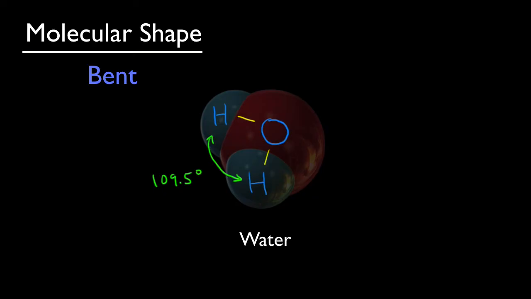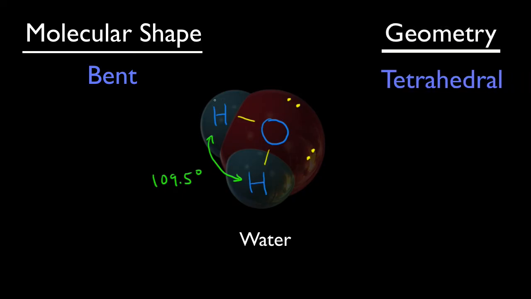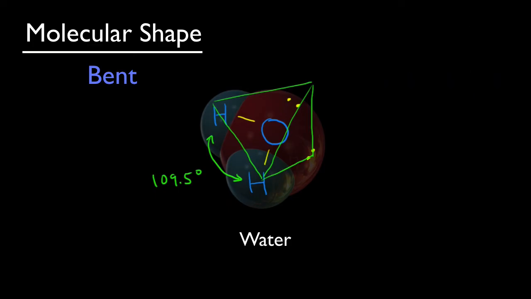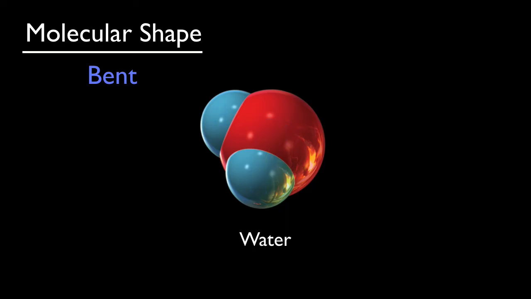So why aren't the two hydrogen atoms 180 degrees apart from each other? It's those pesky lone pairs that prevent this from happening. With the 4 electron pairs around the oxygen, you necessarily have a tetrahedral geometry. But when it comes to the shape of the molecule, you've got a molecule that looks like it's bent.